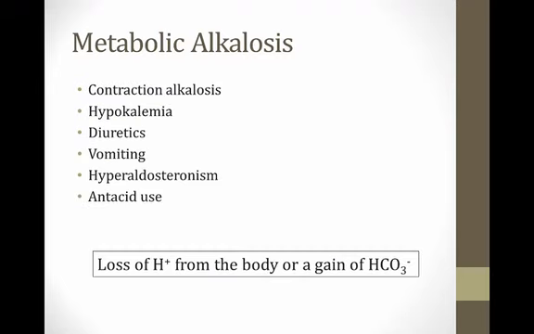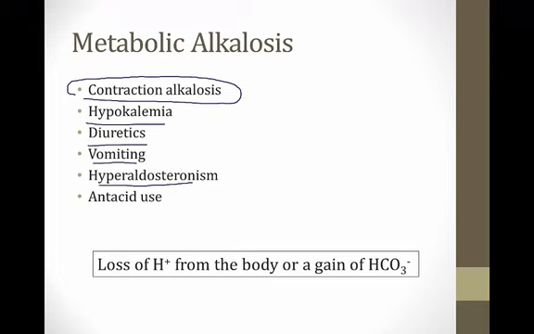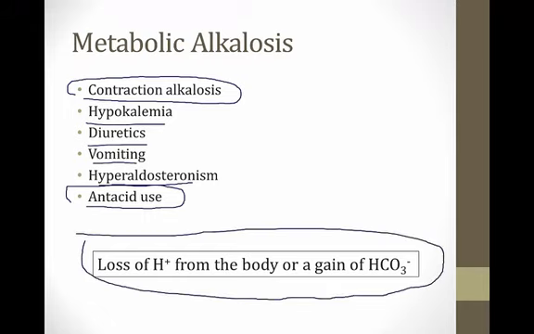So there are six major causes of a metabolic alkalosis, and I've listed them for you here. A contraction alkalosis is the one you're going to see most commonly in the hospital. You can get a metabolic alkalosis from hypokalemia, from diuretics or vomiting, from high levels of aldosterone, and finally a very rare and unusual cause is overuse of antacids. And all of these cause a metabolic alkalosis because the body either loses H plus or gains bicarbonate.